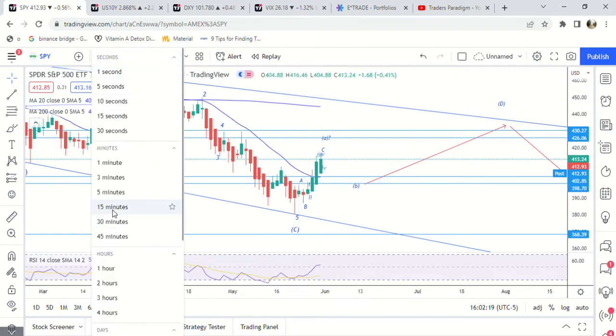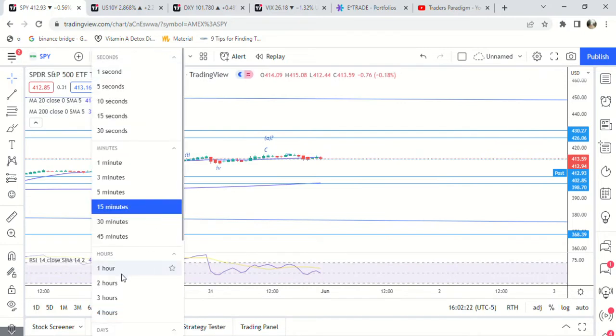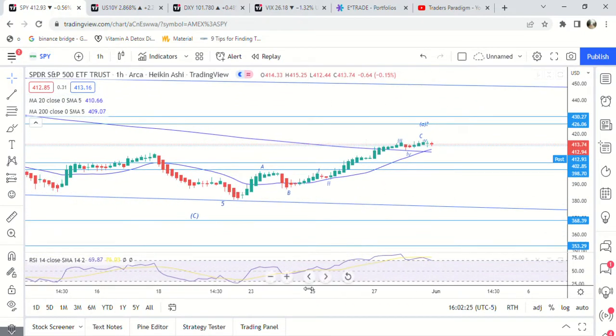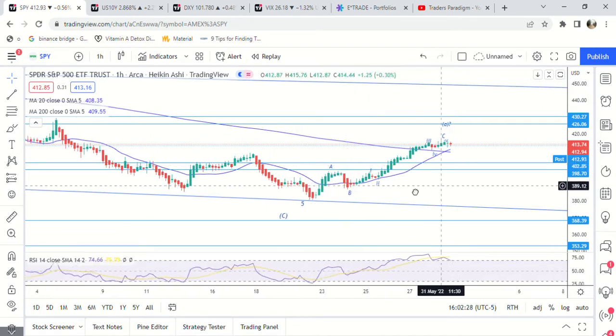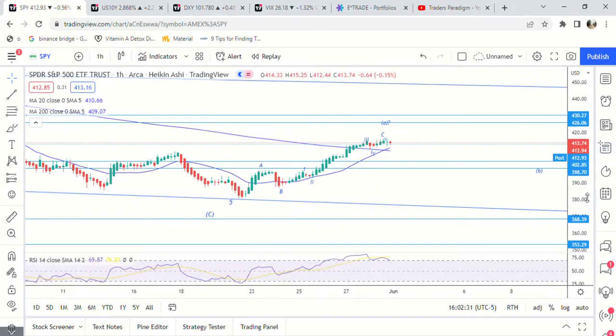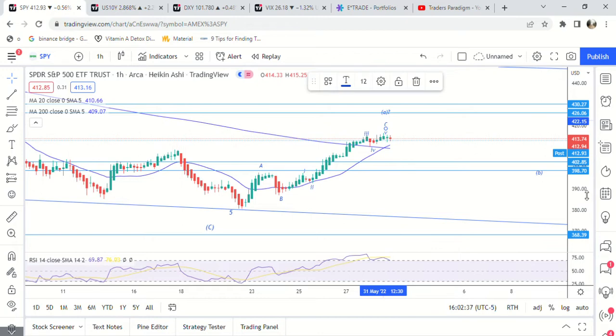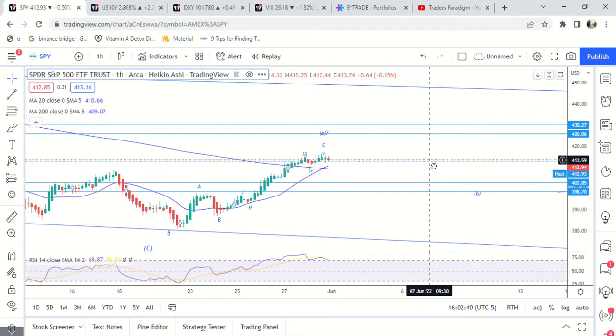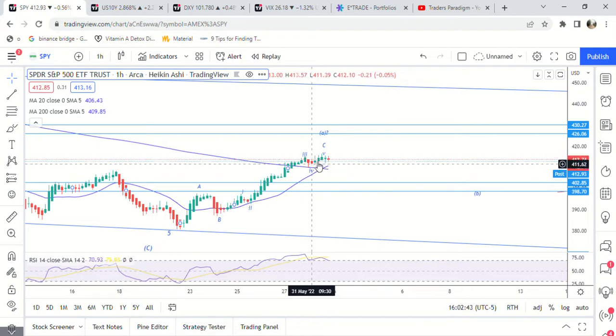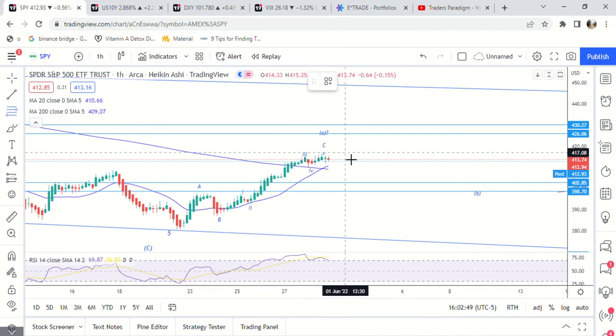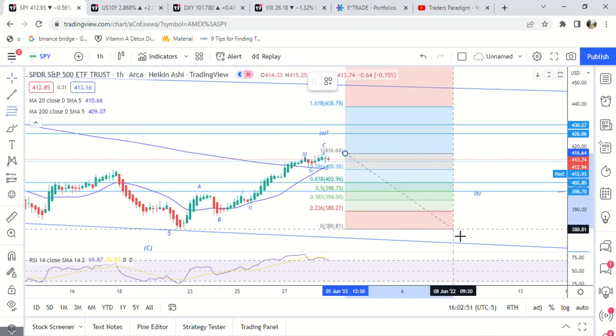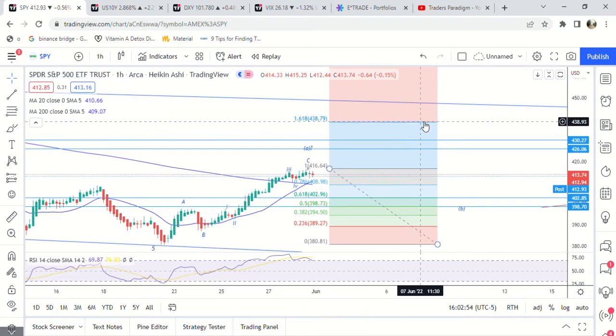And if we zoom in right here, let's go to the hourly first. You'll see we had the A wave here, B wave here, and then we have 1, 2, 3, 4, 5 for the overall C wave, in my opinion. It could keep on going, but the reason that I think this is more likely to be the end of the top of this part is because when we take the 1.61 fib, we get 438. That's usually my target for a move like this.